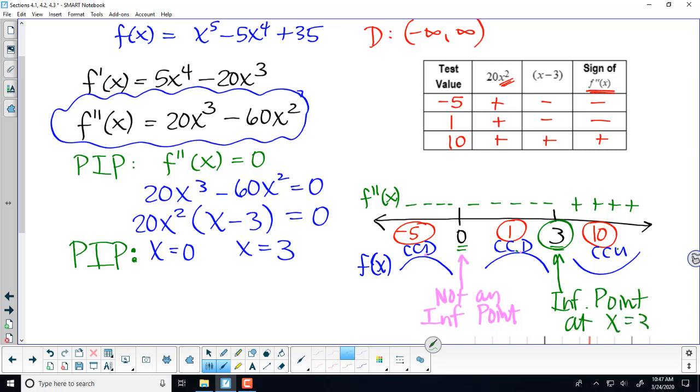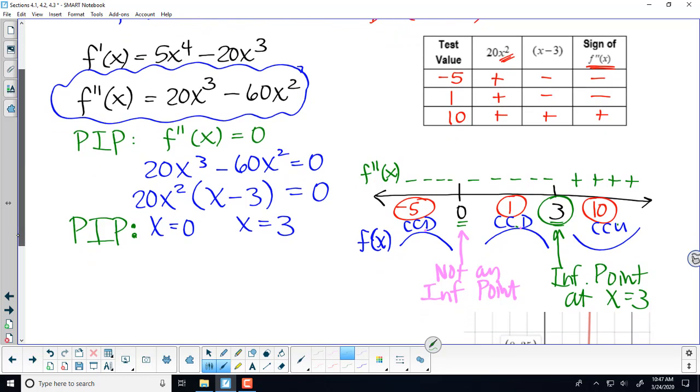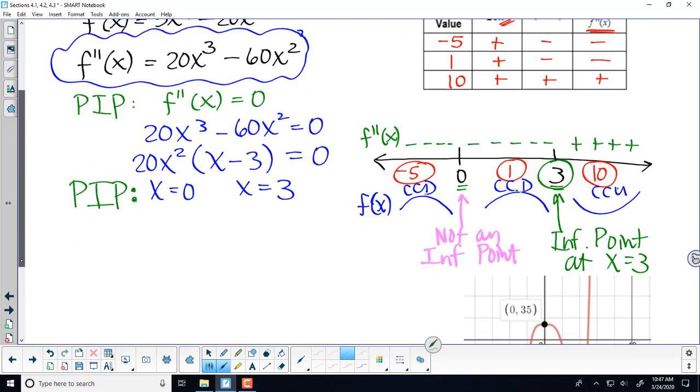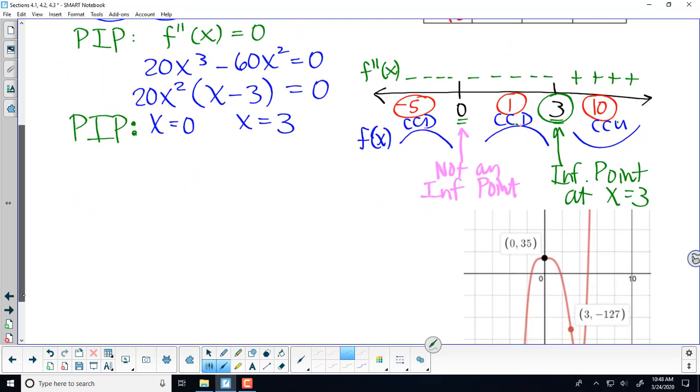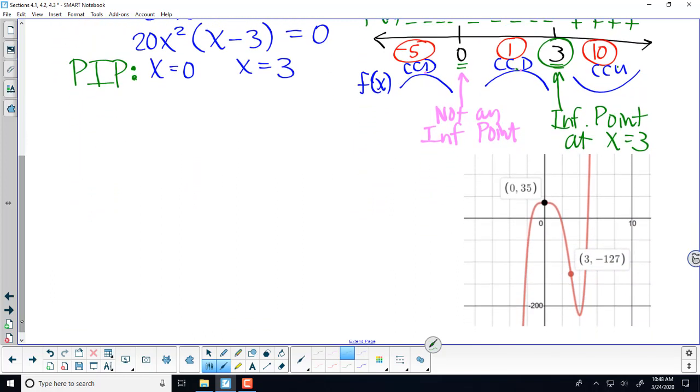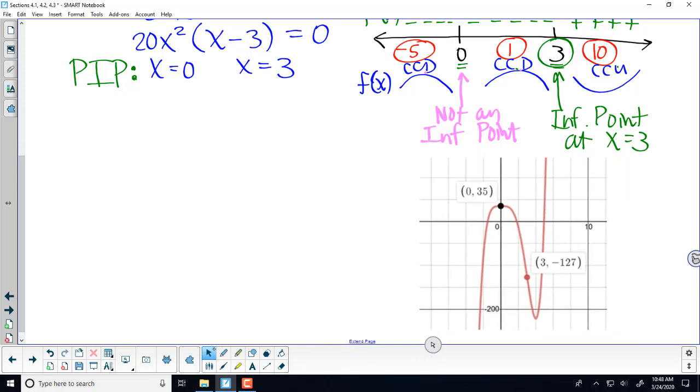at x equals 3. Okay, so once again, if we wanted to find the actual ordered pair, we would plug that back into the original. So here's my fancy Desmos graph, which you should be using also, or some graphing utility. It's pretty sweet to verify your results.